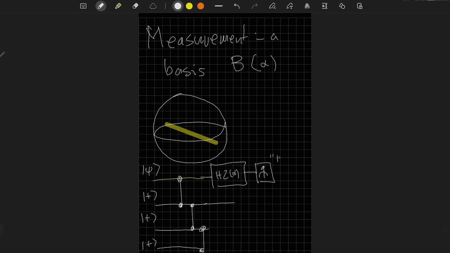Let's say the outcome is A. Apply H, Z beta to the second qubit, and measure. Let's say the outcome is L. I apply H, Z gamma here, and measure. Say the outcome is M.